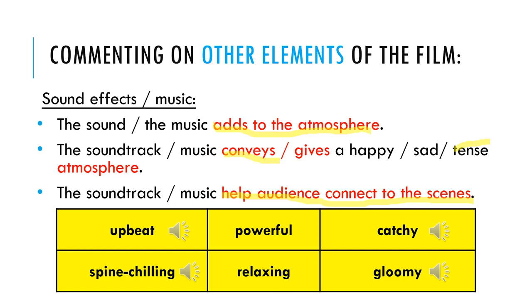So this one is upbeat, okay? So try to guess the meaning of it, okay? The second one is powerful. I don't think I have to show you the meaning of it. The third one, catchy, okay? Might be a new word to you. So now let's listen to the soundtrack and guess the meaning of the word catchy.